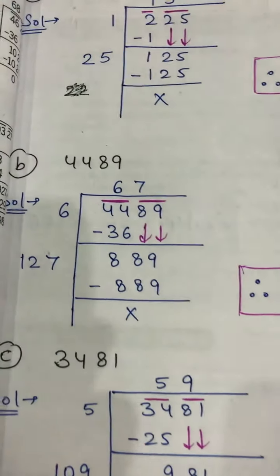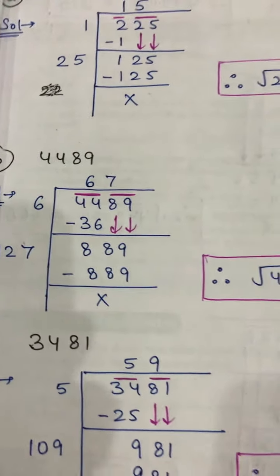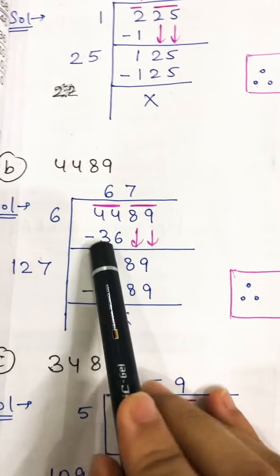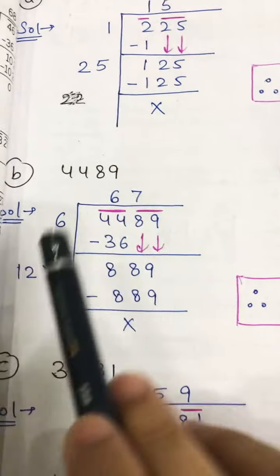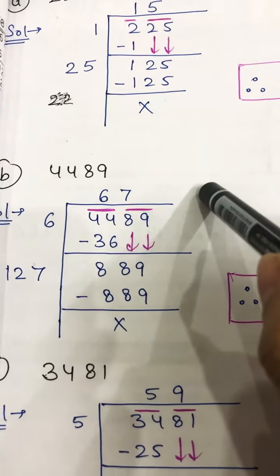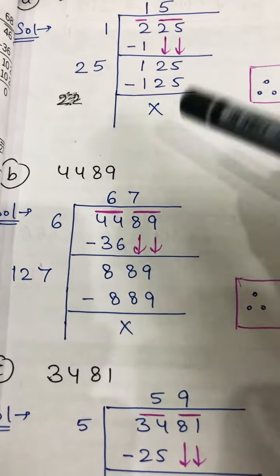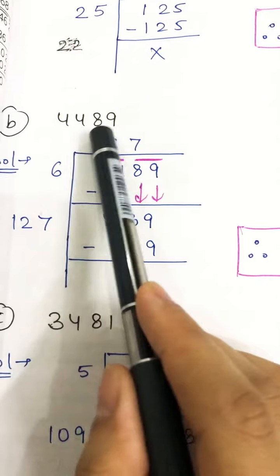Clear now? Okay. Now the next question is 4489. This is a different method, the long division method. So please see how ma'am is solving the question and what the steps are. Please watch very carefully. Wherever you have any doubt, please pause the video and repeat it once again. The next question is 4489.